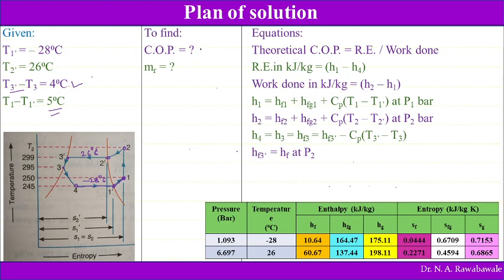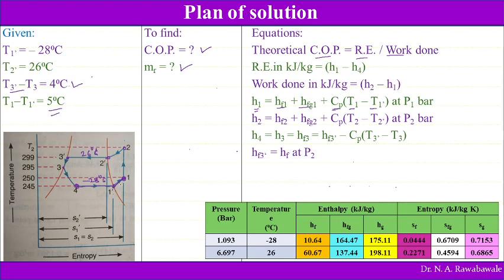So now we are asked to find the coefficient of performance of the refrigeration system and the mass flow rate of refrigerant. Coefficient of performance is equal to refrigerating effect divided by work done. Again a similar formula: refrigerating effect in kilojoules per kg is H1 minus H4. If we know enthalpy at point 1 and enthalpy at point 4, we get refrigerating effect. Then work done is from point 1 to 2, so H2 minus H1 is work done. To find H1, enthalpy at point 1 is HF1 plus HFG1 plus Cp into T1 minus T1 dash.